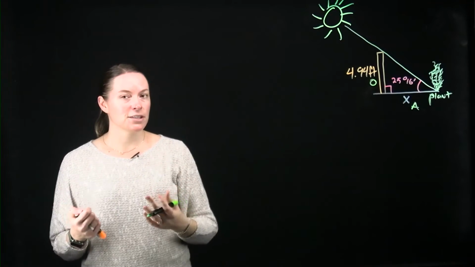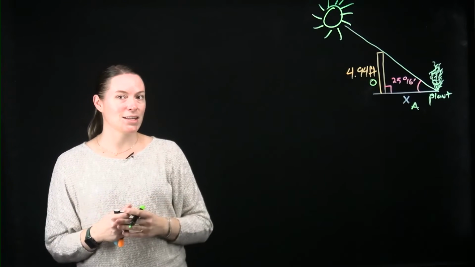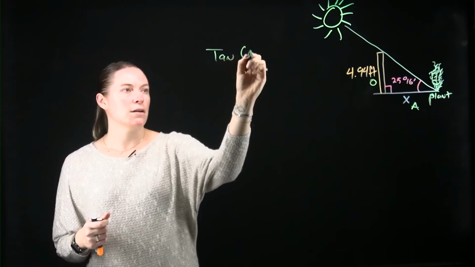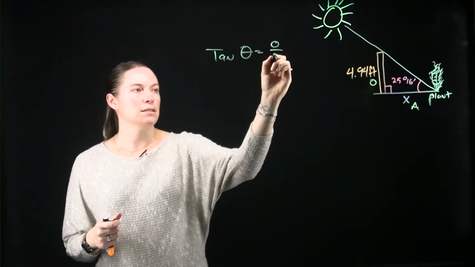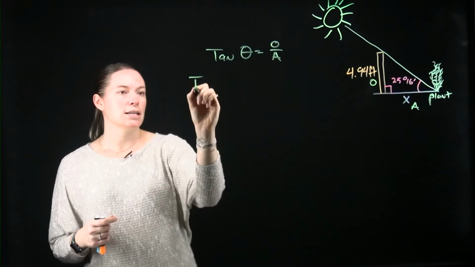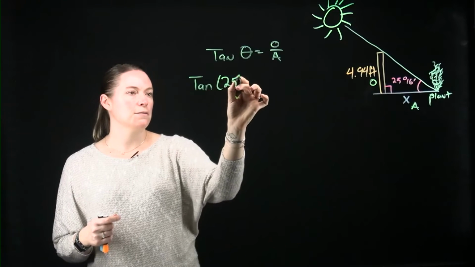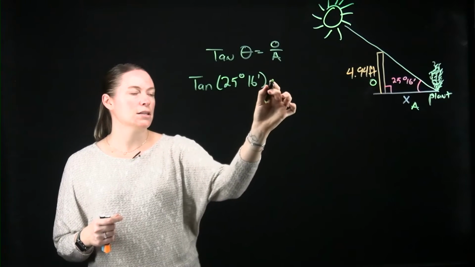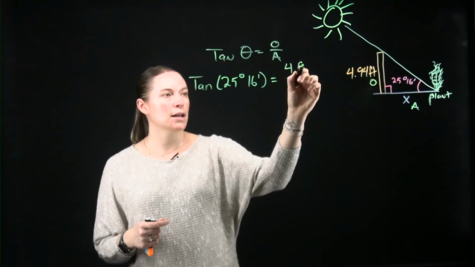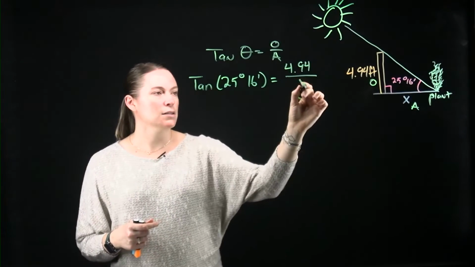So in this situation, I have opposite and adjacent. Is there any trig function that rings a bell for opposite divided by adjacent? Hopefully you're thinking tangent. So I'm going to use the tangent of theta, opposite divided by adjacent, to come up with my answer. I'm going to take tangent of our theta, which is 25 degrees and 16 minutes.